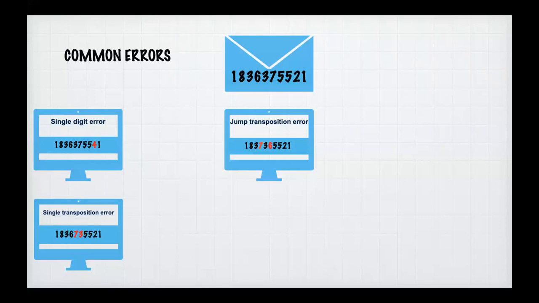The next is the single transposition error, which means that I have transposed digits. For example, 37 I ended up typing in a hurry as 73, or when you read such a long number, you just end up seeing it in the wrong order. The next one that we come across is the jump transposition error. For example, 637 could have been communicated as 736.